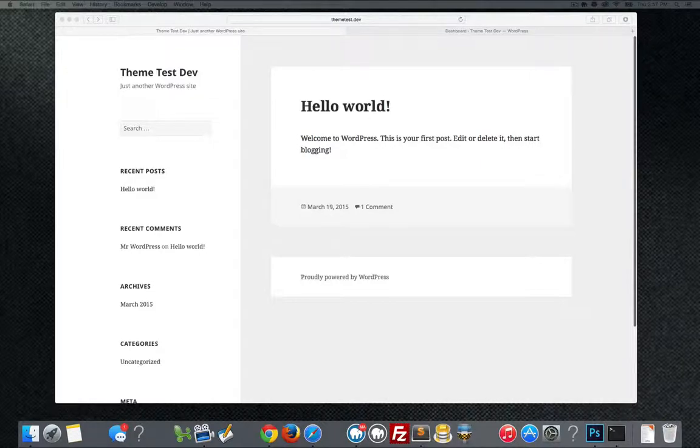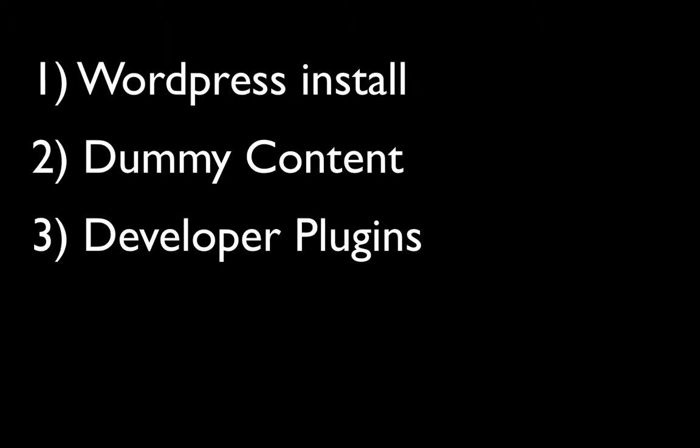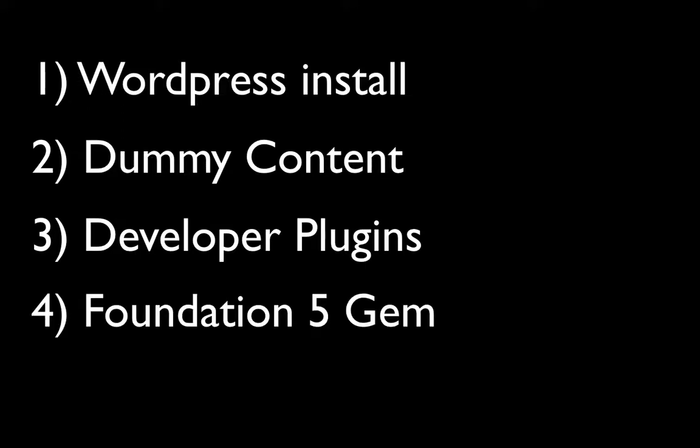At this point, you should have your install of WordPress. You should have your dummy content in your WordPress install. You should also have the developer plugin along with all of the recommended plugins. And lastly, you should have the foundation gem downloaded on your computer. With all that in place, we can move on to other tutorials and start building WordPress themes. So I will see you in the next tutorial.